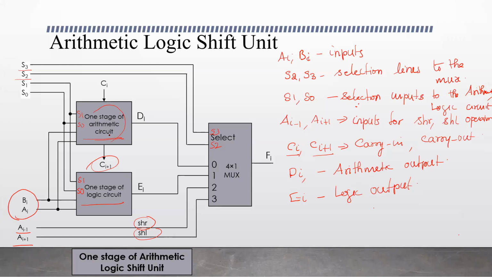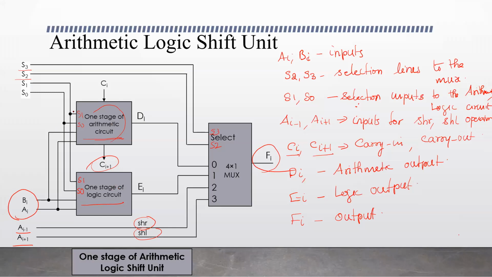And let's finish this. FI is the final output. If you see here, output from the multiplexer is FI. So here AI and BI are the two inputs for performing arithmetic and logic micro operations, and AI plus 1 and AI minus 1. AI minus 1 is for performing shift right operation. AI plus 1 is for performing shift left operation. And S0 and S1 are the two selection inputs to arithmetic and logic circuits.